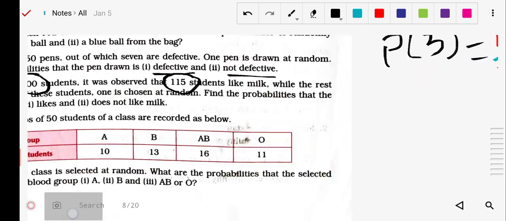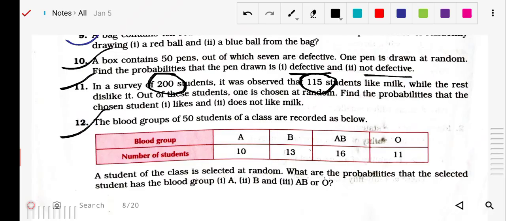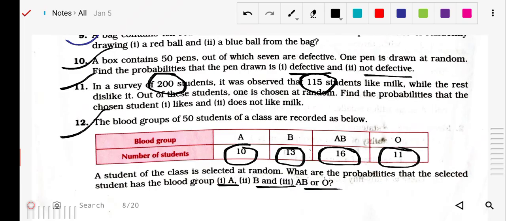Now we'll see the next question, number 12. The blood groups of 50 students of a class are recorded as below. So the blood groups are given. There are different blood groups A, B, AB, and O. 10 students have blood group A, then 13 have B, 16 have AB, and 11 have O. Now we have to find the probabilities of all these: A, B, AB, and O.